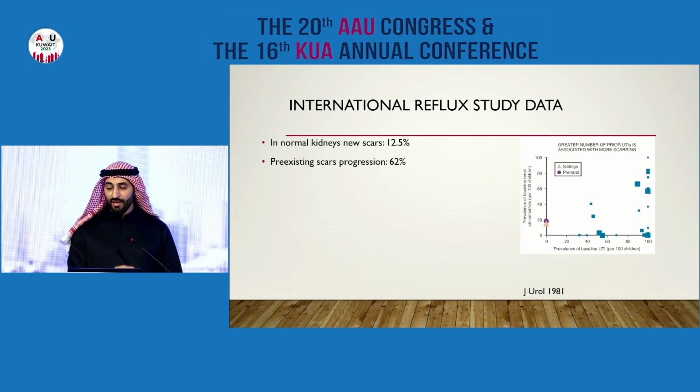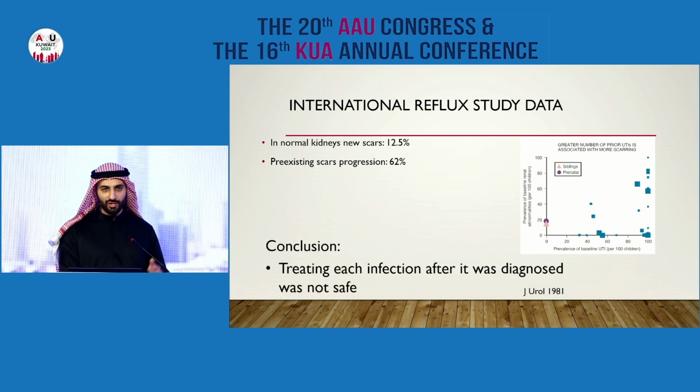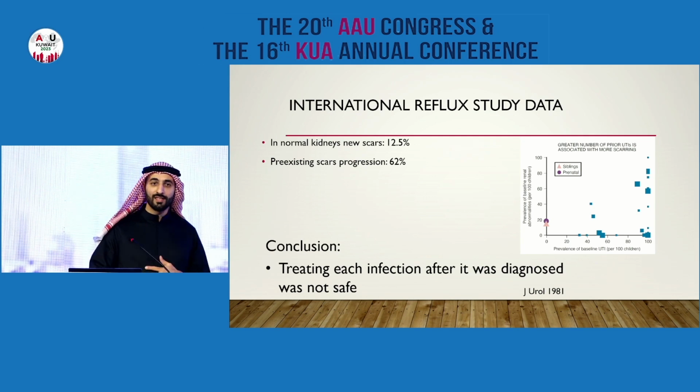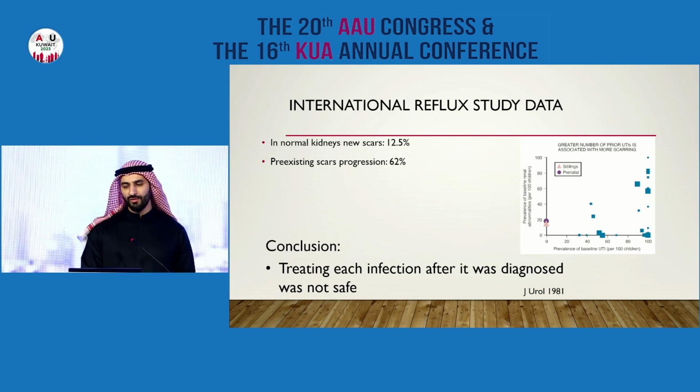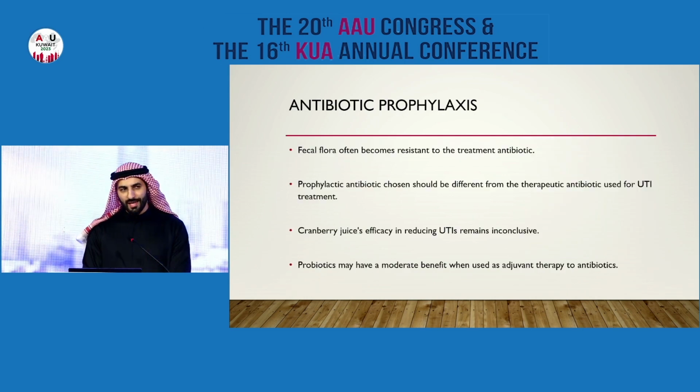So, in their conclusion, they said that treating new infections is not a good option. We need to prevent them because, especially if a kidney is scarred and it develops another UTI, then the risk of them developing another scar becomes very, very high. So this supports using prophylaxis. However, again, just to look at the other side of the coin, prophylactic antibiotics do have lots of problems associated with them. Fecal flora become resistant to treatment antibiotic.